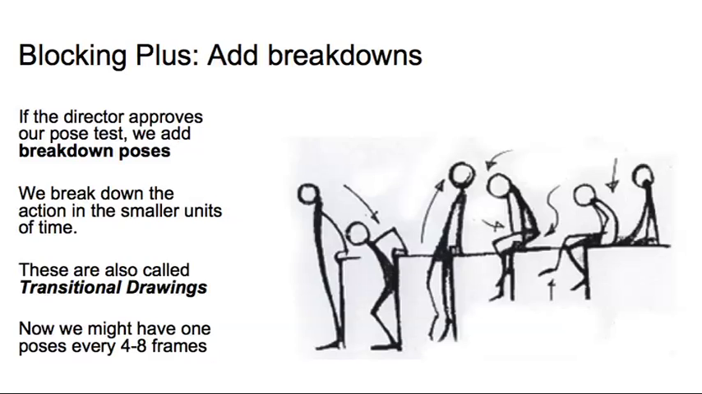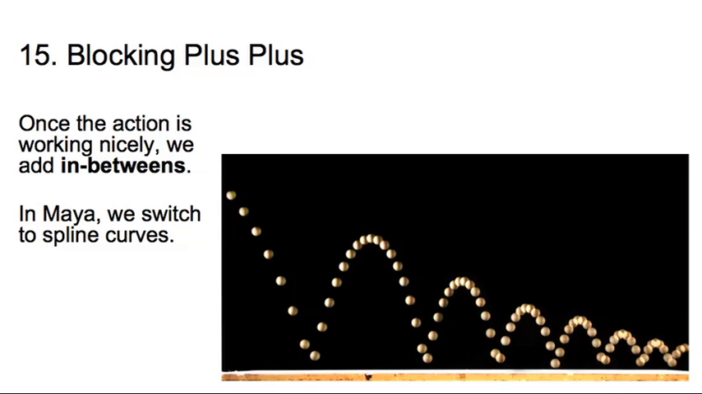Once you've done that, you're going to go on to what we call blocking plus. So you've done your pose test on stepped curves with all your main key poses. Now you're going to start to add breakdown poses, where you're breaking things down into smaller units of time. Remember the video on keys, extremes, breakdowns, and in-betweens. Your keys and your extremes are probably what's going to go in your first rough blocking pass, and then your breakdowns you're going to add later.